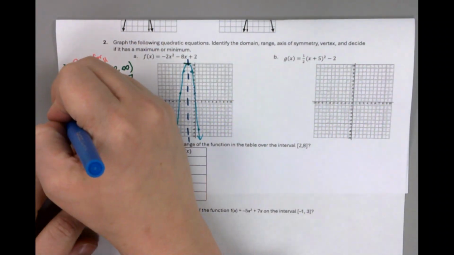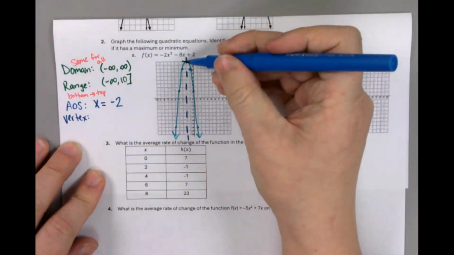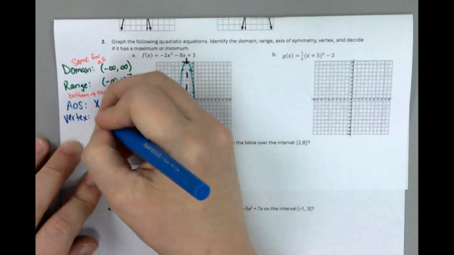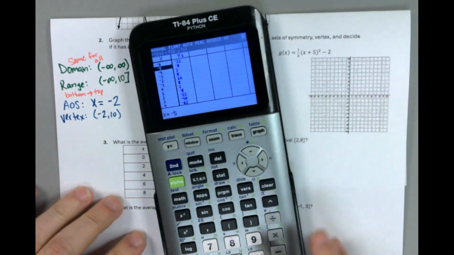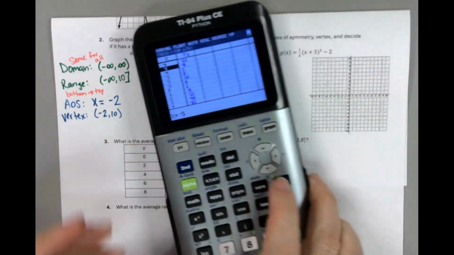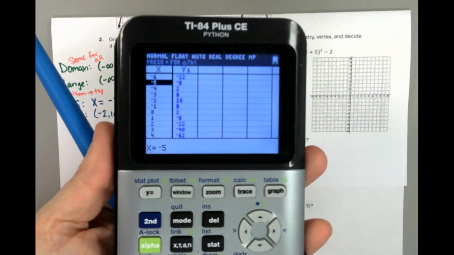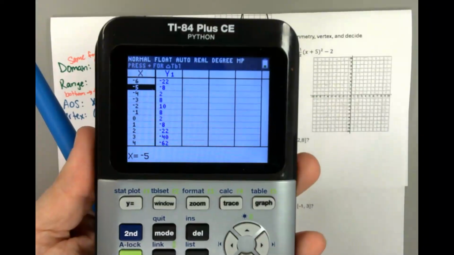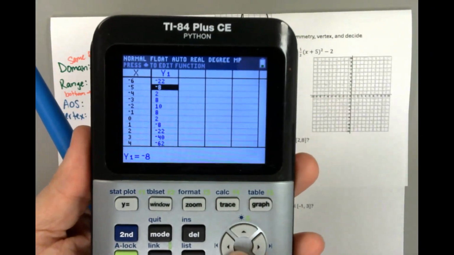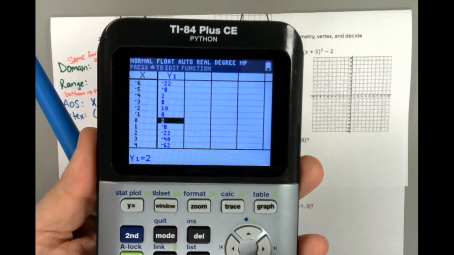Next we have our vertex. Our vertex we can see is the top point, so it's -2, 10. I do want to also show you the vertex on your table. If you can see it, I'm going to need to refocus, and my hand's going to shake, but that's okay. If we look at the y values, we have -8, 2, 8, 10, 8, 2, -8.